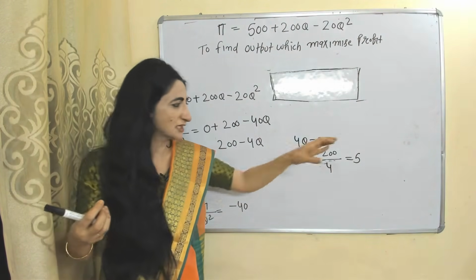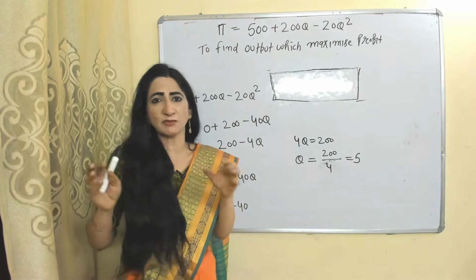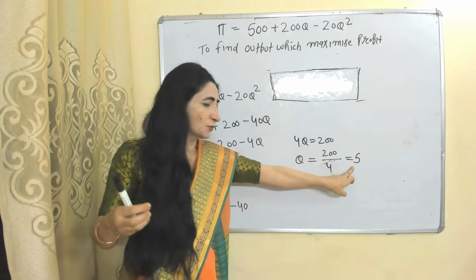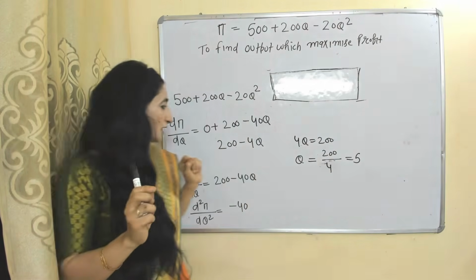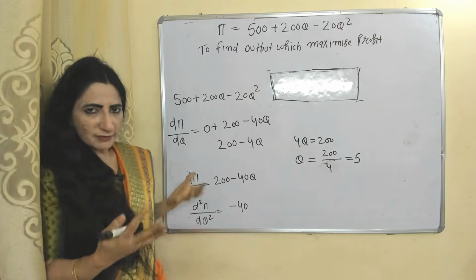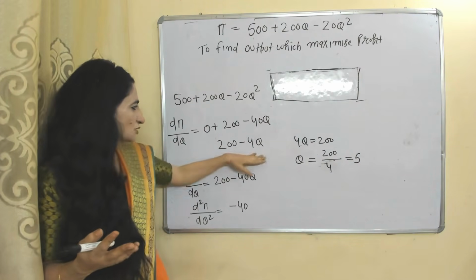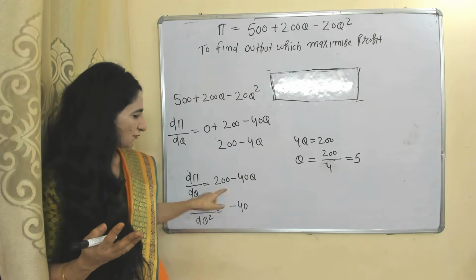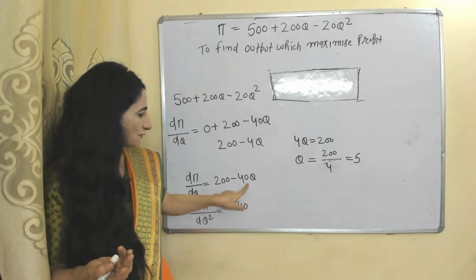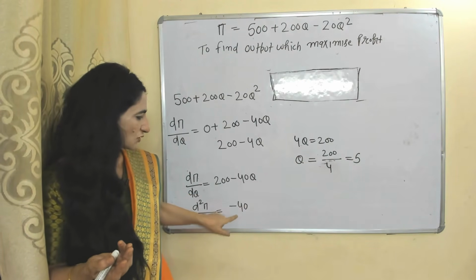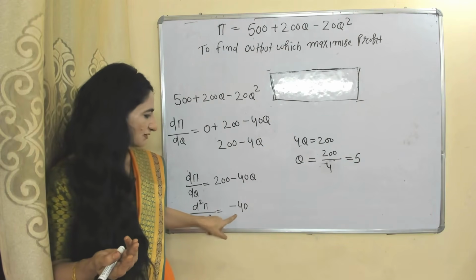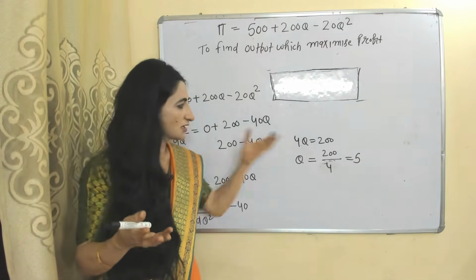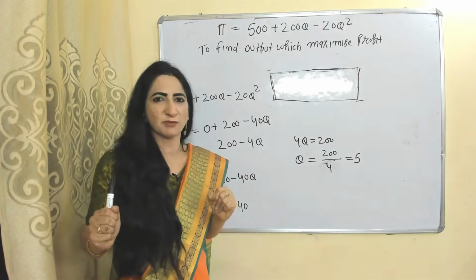Now we have to see whether this level of output is giving us maximum profit or not. If the second derivative is negative, then this output is definitely giving us a maximum profit. So now we will find out the second derivative. This was our first derivative. From this we will find the second derivative. Differentiation of 200 is 0, and differentiation of 40q is 40. So here you can see our second derivative is minus 40. So if our second derivative is negative, then this output level is definitely giving us maximum profit.